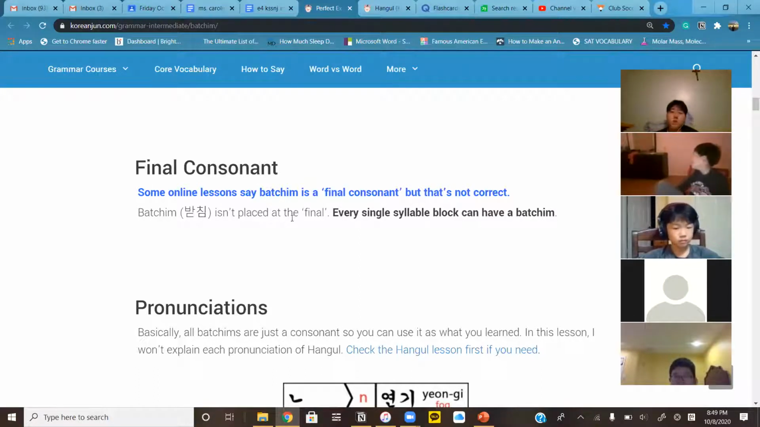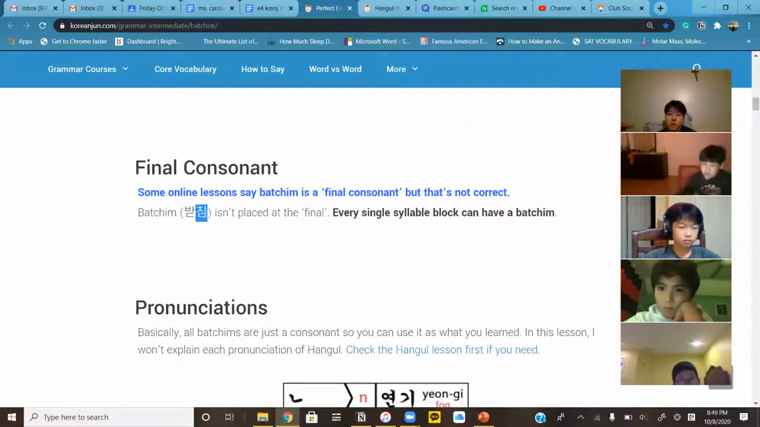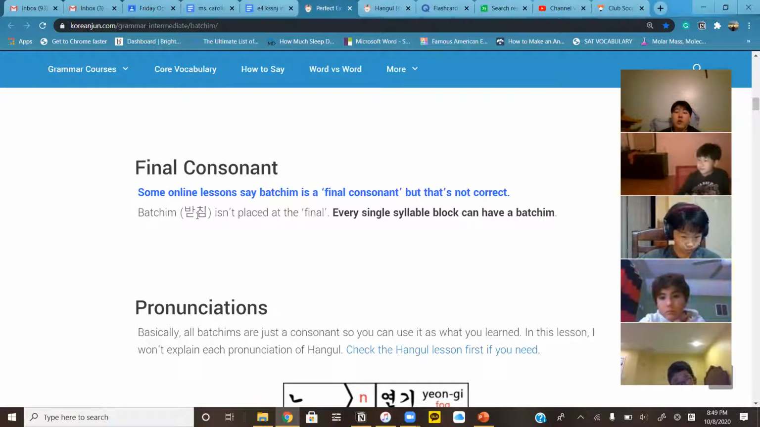So, if there's a word like pachin, we have two syllables, right? One, two. Got it? There's two syllables in the word, but pachim is not the final consonant. So you can't just say that, oh, since this has the final consonant, only this has the pachim. That's not true. Any word can have a pachim. Okay, any syllable block can have a pachim. So in the same word, you can have pachims in all of them.